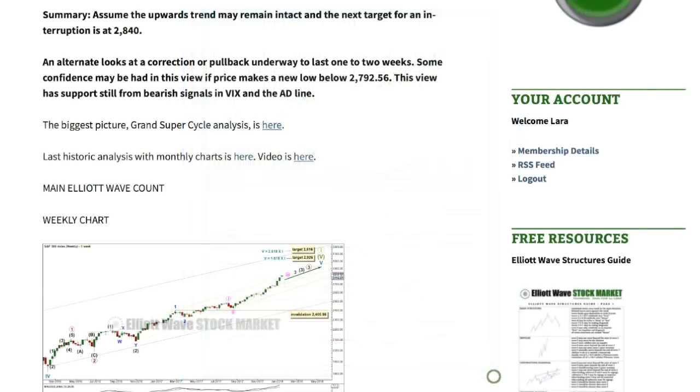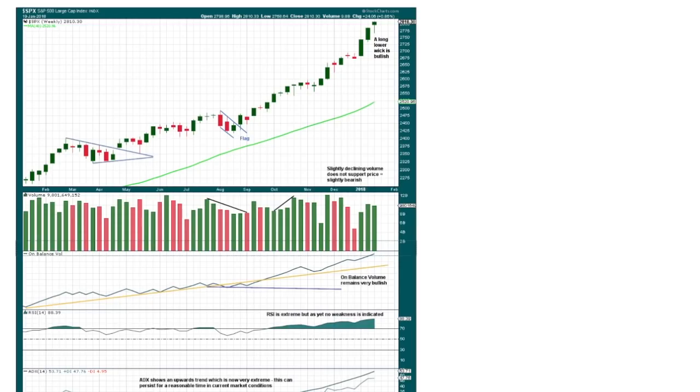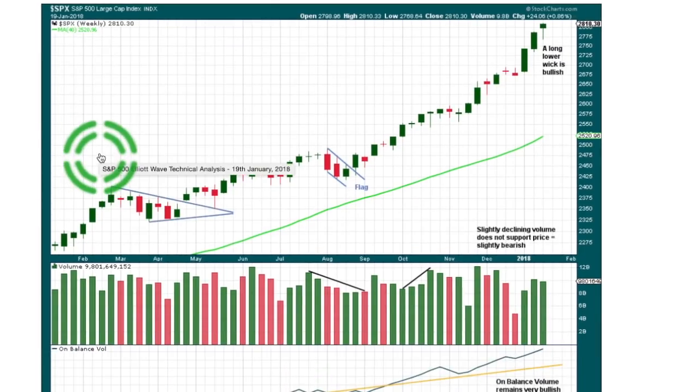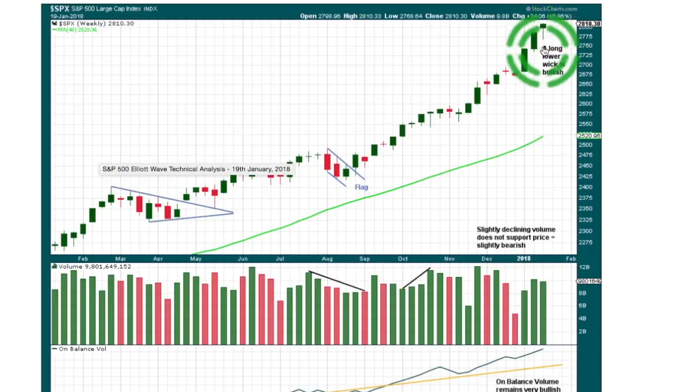Let's look at classic analysis now and see how much support for the main wave count there is. This week is another very bullish week. We've got a long lower wick, that's bullish. New all-time highs, a small real body, that's okay.